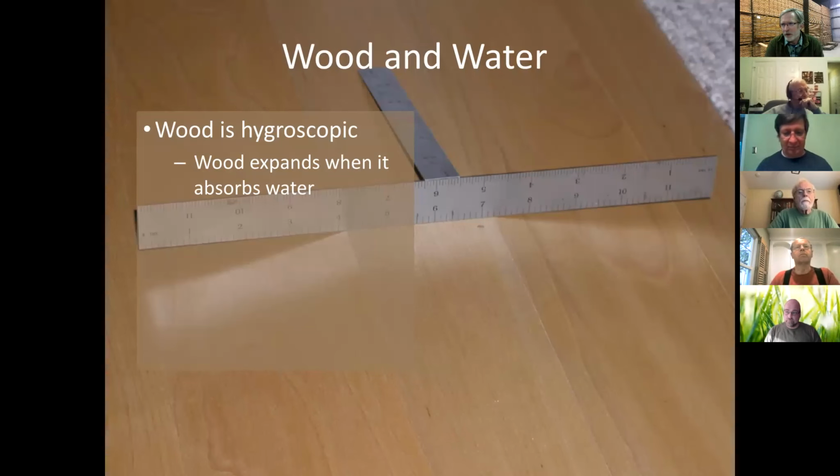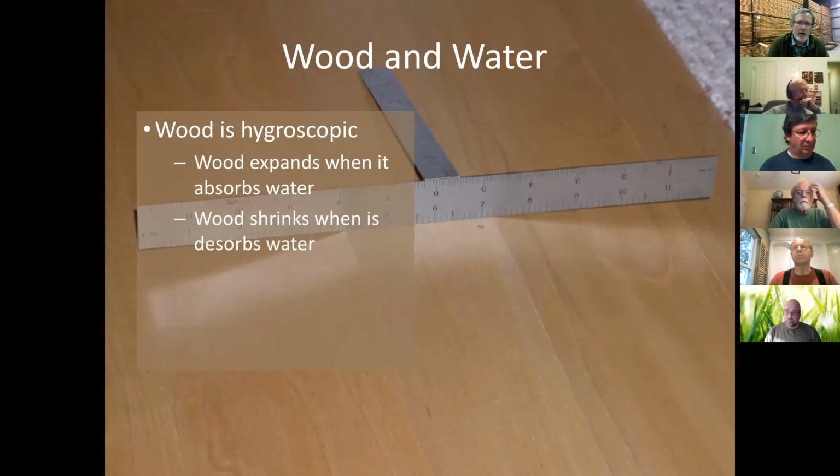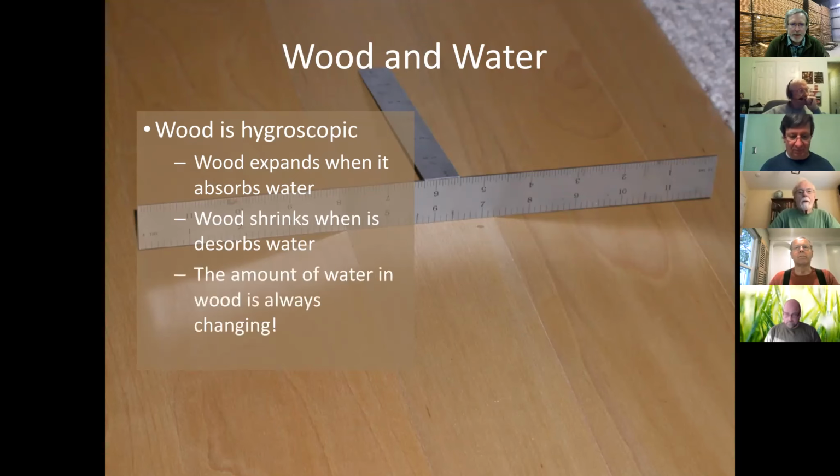Wood expands when it absorbs water. We're going to explain why. And wood shrinks when it loses water, and we'll explain why. The amount of water in wood is always changing. Some of you may have heard, if I kiln dry this to 8%, it's never going to change, right? That is not true. It will always try to reach an equilibrium with the surrounding environment.